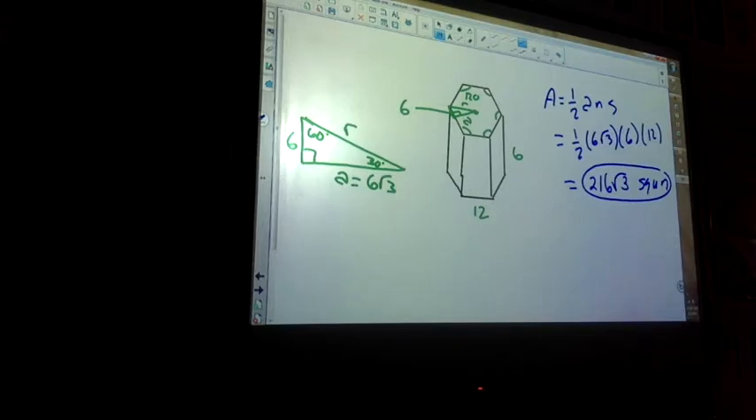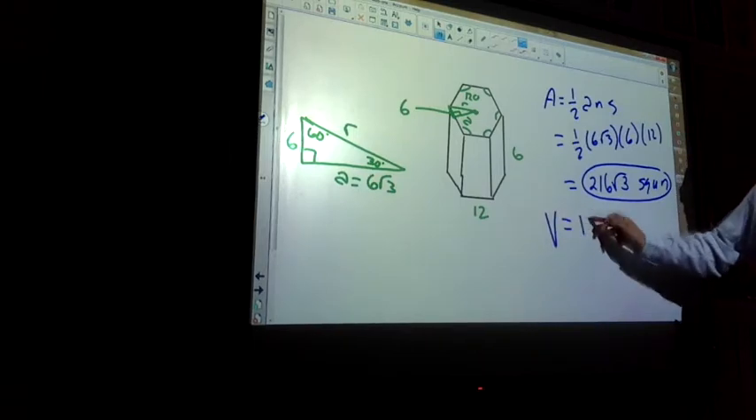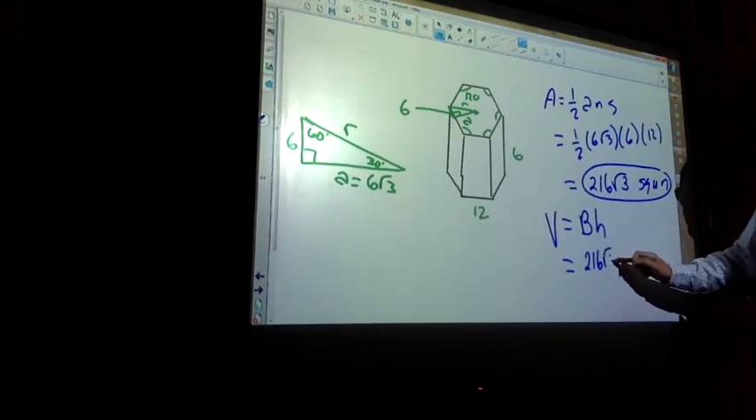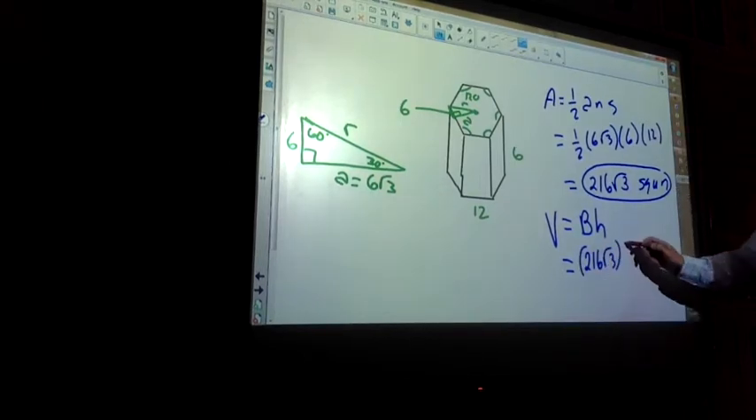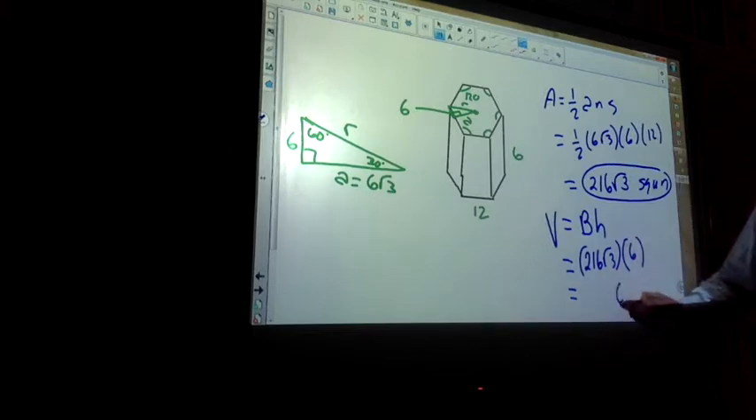Yes, sir. Okay. So now, in order to find the volume of this, it's area of the base times the height. The area of the base is what? 216 root 3. Good. What is my height? 6. What is 6 times 216? 1296, maybe? Cubic units? Did I do it right?